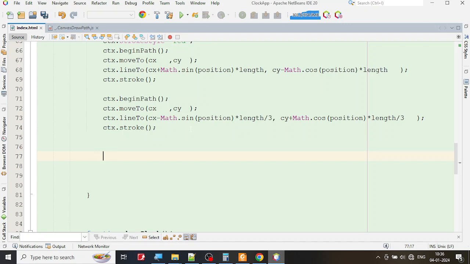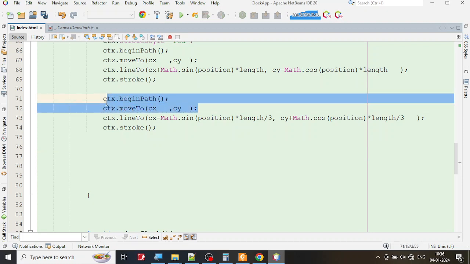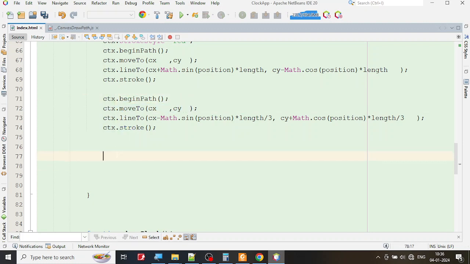Okay, how do you add the extra thing? We will start with the begin path. Okay, let me say begin path. I'm going to just copy these two lines there. Begin path. This is same, and I'm going to say ctx. I think color is already there.